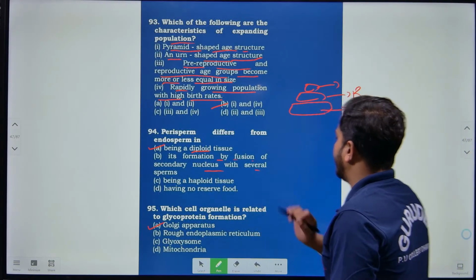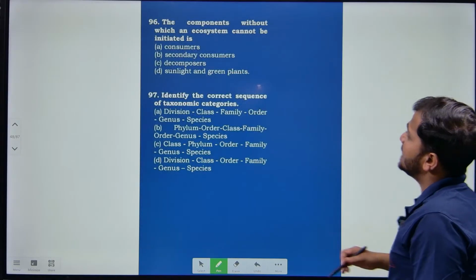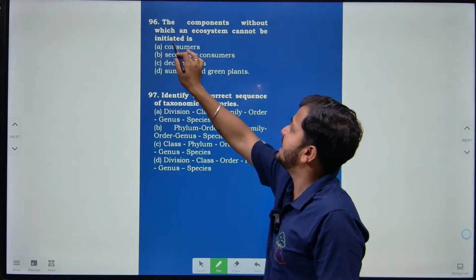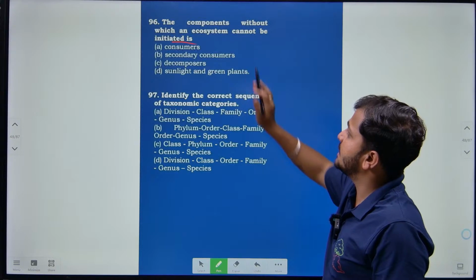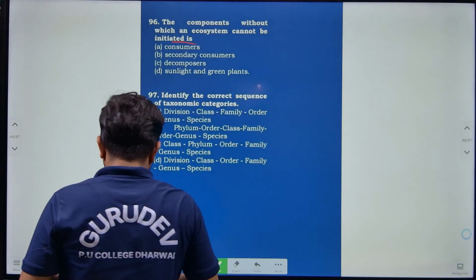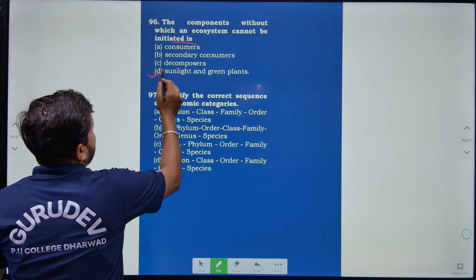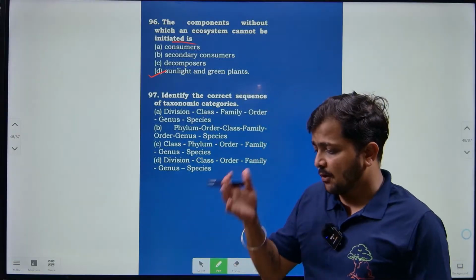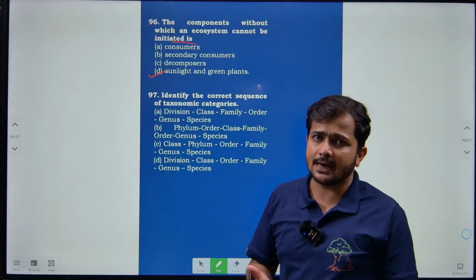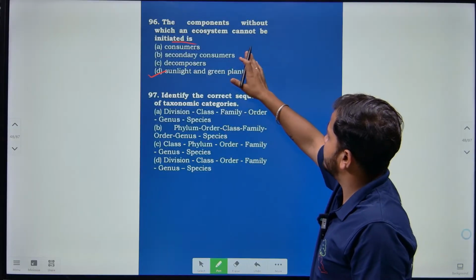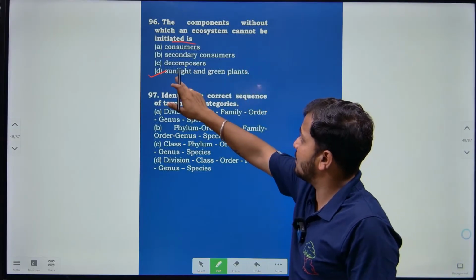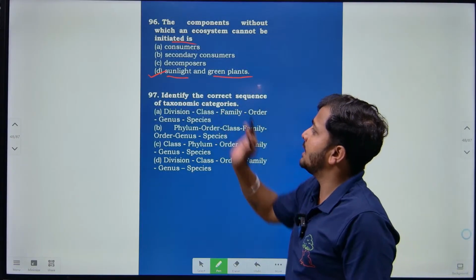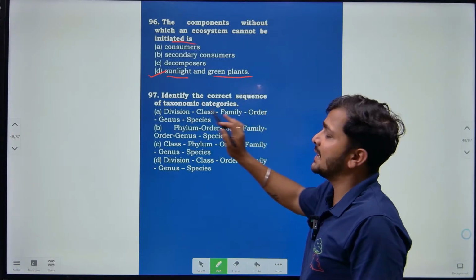So the answer to question 95 is the Golgi apparatus. Next, the component without which an ecosystem cannot be initiated. Here, if you consider, that is sunlight and green plants, because these are the primary producers, and from solar energy only the organic matter is actually formed. So for an ecosystem, sunlight as well as green plants are a must, right? So the answer is D.